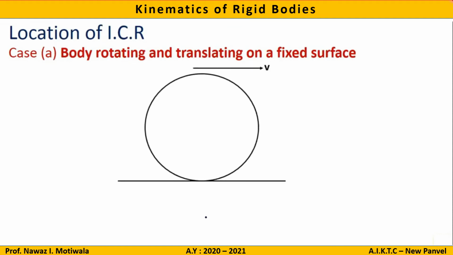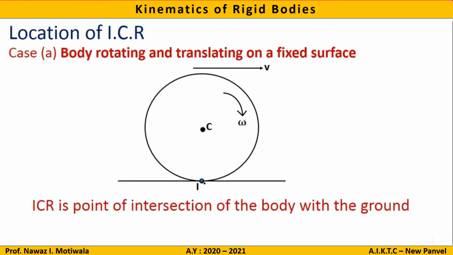So there is a body which is performing rotational as well as translational motion about point C. In this particular case, we have seen that if we consider any point on this body and draw perpendiculars to its resultant velocity, then the point at which they meet is known as ICR. So you can see here that ICR is the point of intersection of the body with the ground for this case at this particular instant.